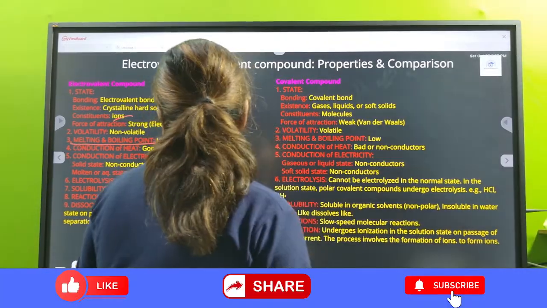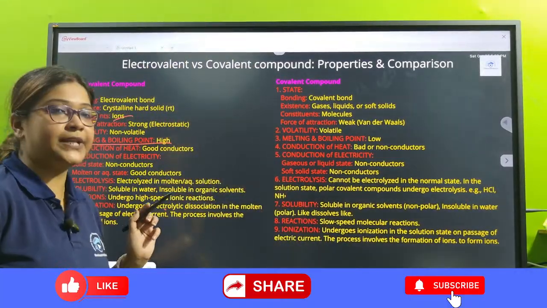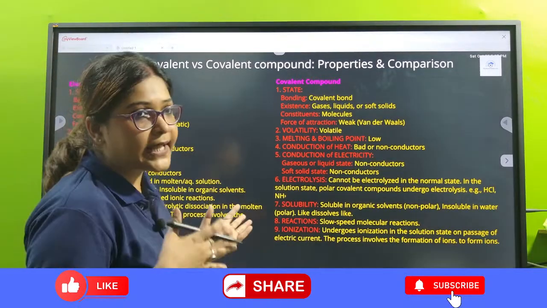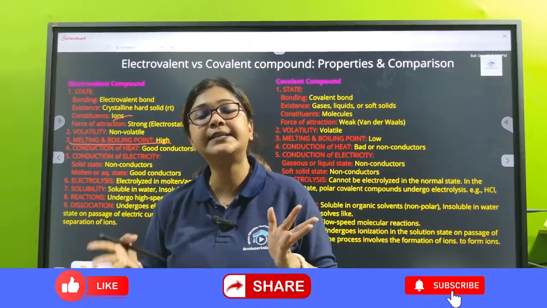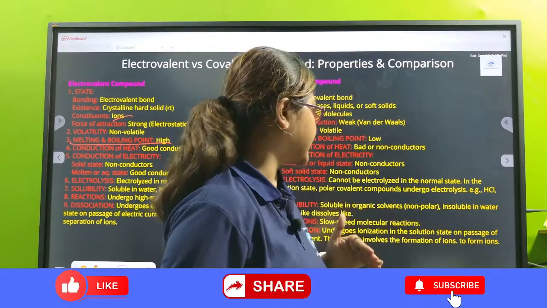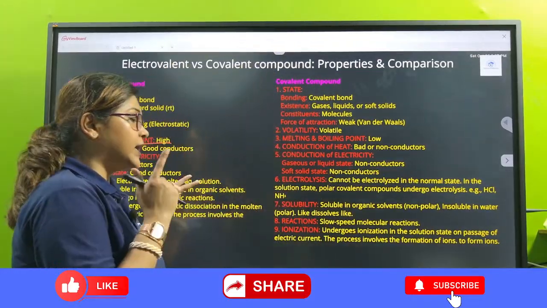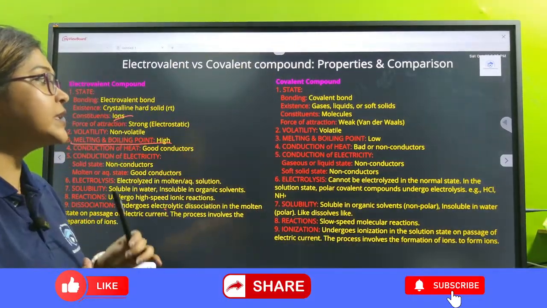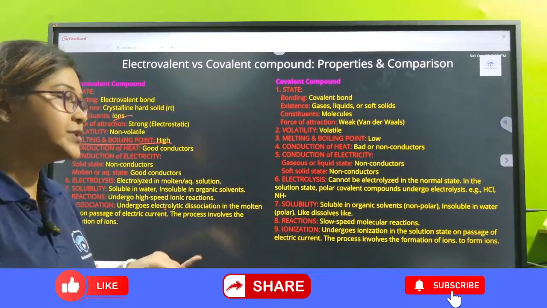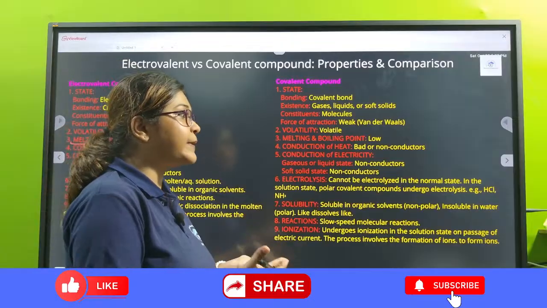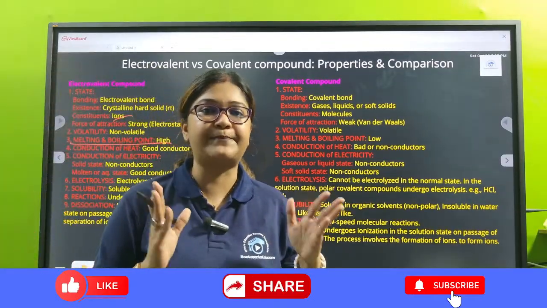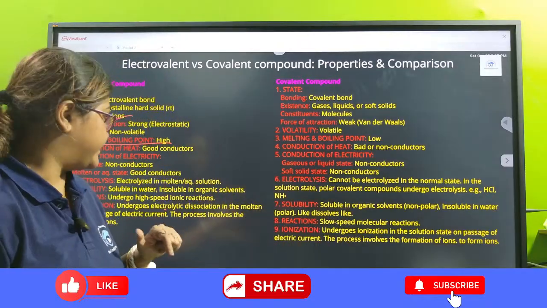So for electrolysis in the molten and aqueous solution state, electrovalent compounds are highly electrolyzed because they can generate free ions. So they move to the oppositely charged electrodes. But for the covalent compounds in the normal state, they cannot be electrolyzed, but when in solution state, then the polar covalent compounds, they can undergo electrolysis because some amount of charge separation occurs in them.